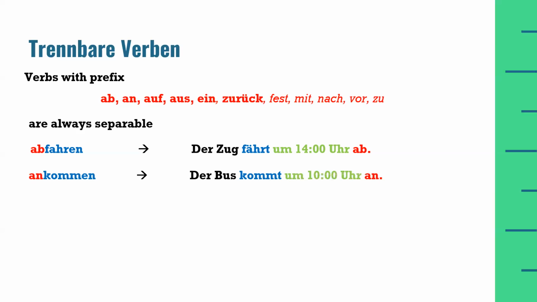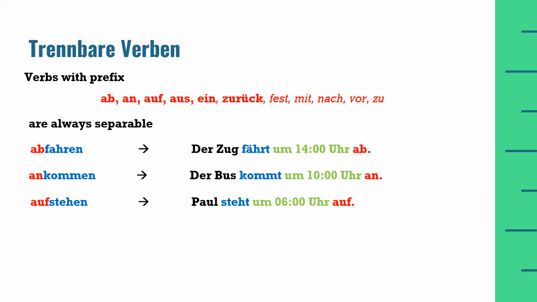Next example is ankommen. Ankommen means to arrive. Again, kommen is a normal verb which means to come, and ankommen means to arrive. Since the prefix is an, whenever it is used as a prefix, the verb will be separable. So we conjugate kommen with respect to the subject of the sentence. Der Bus kommt 10 Uhr an. And again, we are using time. For time, we use a preposition, and an is the prefix which goes to the last position of the sentence.